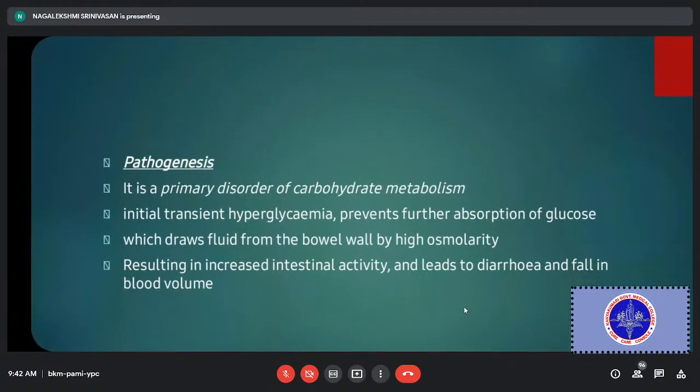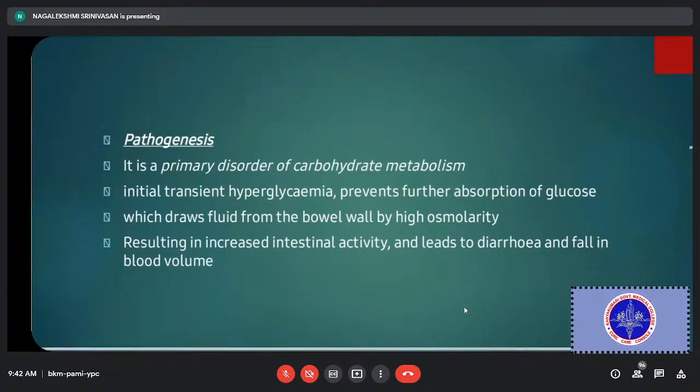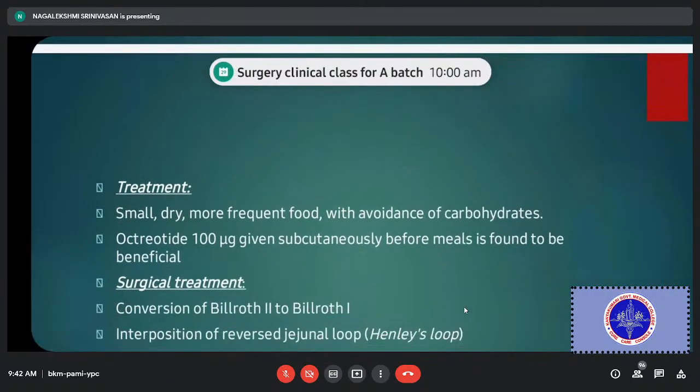So pathogenesis: primary disorders of carbohydrate metabolism, initial transient hyperglycemia that prevents further absorption of glucose because of excessive intake of food. That will cause hyperglycemia, and that will prevent further absorption of glucose. And this is the common complication. This withdraws fluid from the bowel wall because of high osmolarity, and the patient can go for diarrhea. Diarrhea is because of this only, resulting in increased intestinal activity leading to diarrhea and fall in blood volume. Hypovolemia can occur.